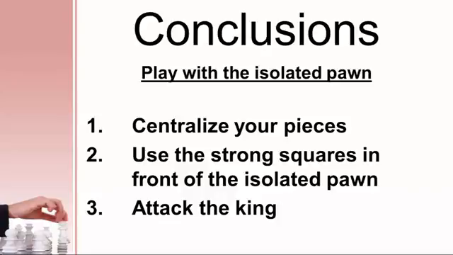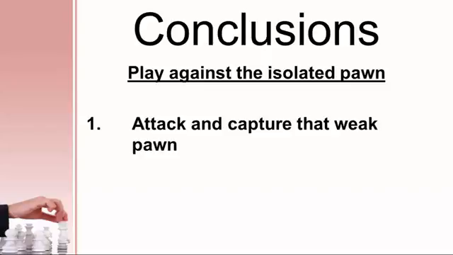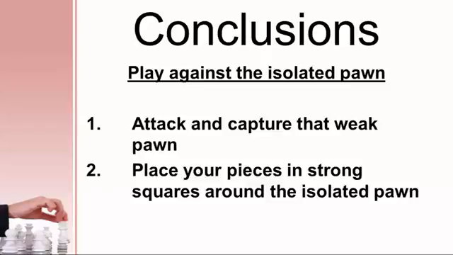When you play against an isolated pawn, there are a few things you need to do. First of all, you need to attack that weak pawn and try to capture it. Secondly, you need to place your pieces on strong squares around that isolated pawn. These will be strong squares for you and weaknesses for your opponent. Finally, you need to trade off the pieces because it helps you to attack the pawns and reduces the power of your opponent's counterattack.